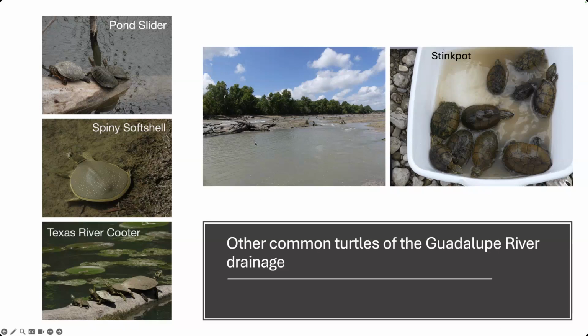This picture of the river you see here is actually Lake Gonzales right after the dam failed. So this is about 3 days after the failure of the dam. We went out here and did some surveys for turtles, and apparently the draining of this reservoir completely discombobulated all these stinkpots, and we were able to see them wandering around in what appeared to be a confused state. Anyway, these are some other turtles that I'm going to discuss as we move through this webinar.